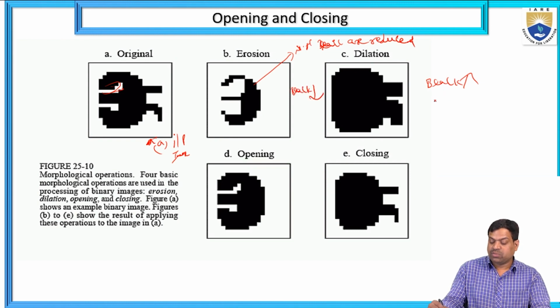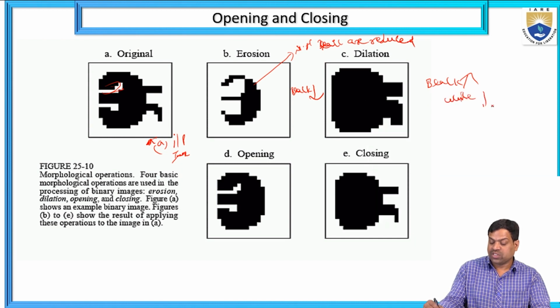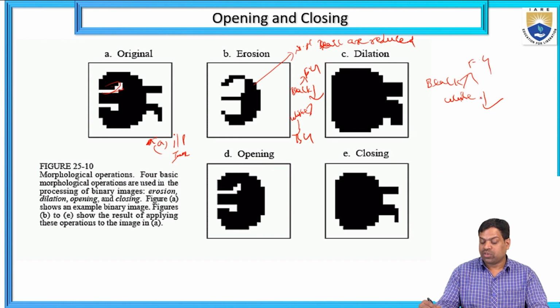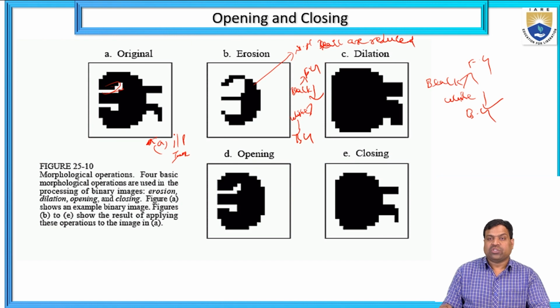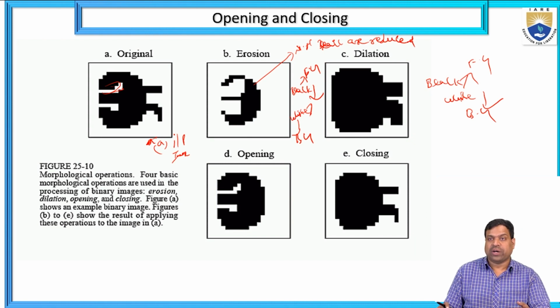So black is increased means the background of white is decreased. Here black is decreased, meaning the white background is increased. White is nothing but the background, black is nothing but the foreground. Here also black is the foreground, white is the background. So here they are inversely proportional. Erosion means the background is increasing and the object is not highlighted, the background is highlighted. In dilation, we are highlighting the object and not highlighting the background.